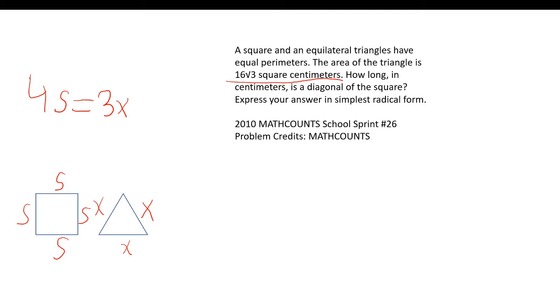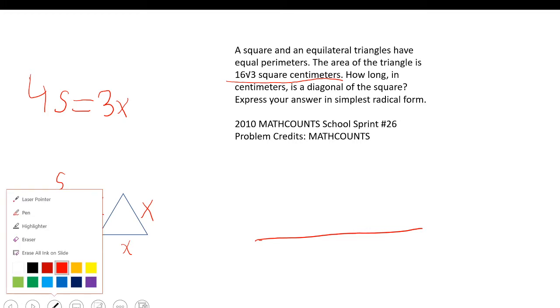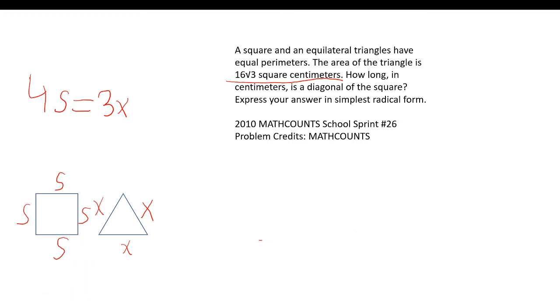The area of the triangle is 16√3 square centimeters. Well, we take half of the base, x over 2, times something, and that gets us to 16√3 square centimeters. All that I know is that this height is going to be irrational. Now I'm going to study this equilateral triangle. We're asked for the diagonal of the square, but we don't even know the side length of the square to apply our knowledge of right triangles.